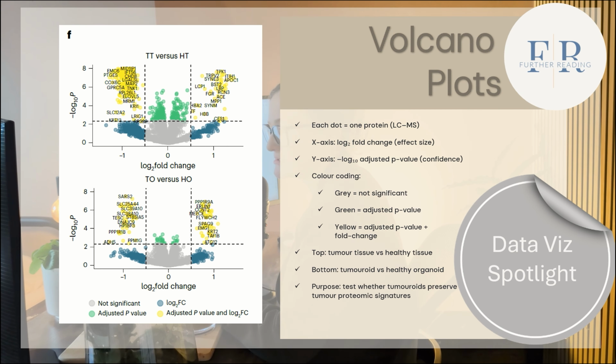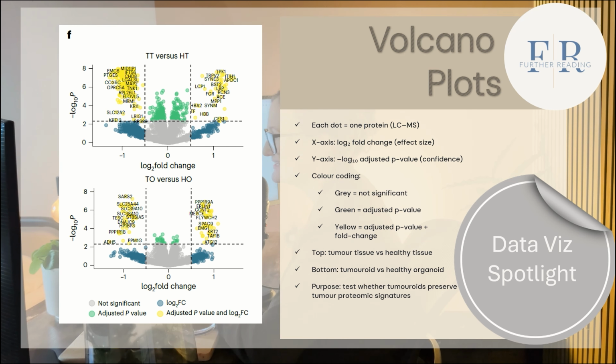Okay, so let's use figure 3F from this paper to do a little data viz spotlight. This panel uses paired volcano plots to summarize proteomics data, and it's doing a lot of conceptual work in a very compact space. Each dot here represents a single protein quantified by mass spectrometry. The x-axis shows the log base 2 fold change, in other words, how much the abundance of that protein differs between two conditions. Proteins to the right are higher in tumour or tumouroid samples. Proteins to the left are higher in healthy tissue or organoids.